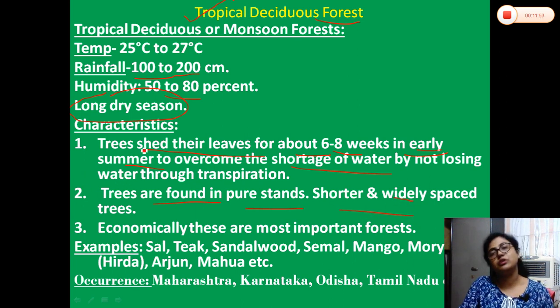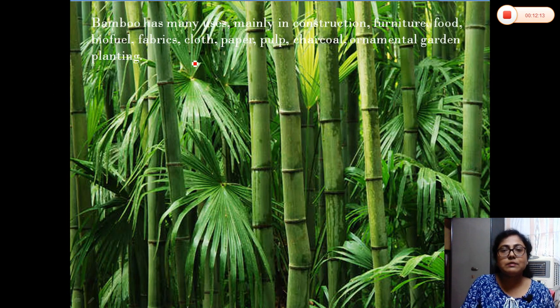Economically also these trees are very important, like sal, teak, sandalwood, simal, mango, marbalan, arjun, mahua. Different types of trees are found here. Some have medicinal value, some have constructional value, etc. Now you can see this bamboo. Bamboo is used in constructional activities, you all know. So bamboo is a tree of the tropical deciduous forest.